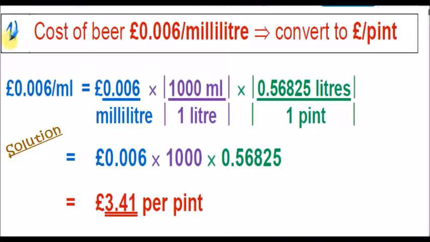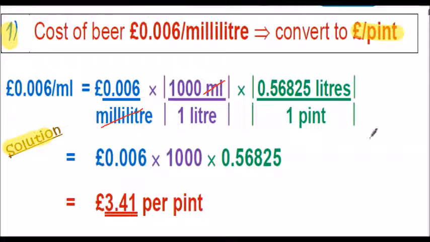So question 1, here's the solution. We were given the cost of the beer is 0.006 pounds per milliliter. We've got to convert that into pounds per pint. Remember, our process involves using unity brackets, and these are cancelling unity brackets. So the first unity bracket I've used here is 1 litre is 1,000 millilitres. I put the millilitres on the top here because I must cancel my millilitres in the denominator here with the numerator here. So that will leave me with 0.006 pounds per litre.